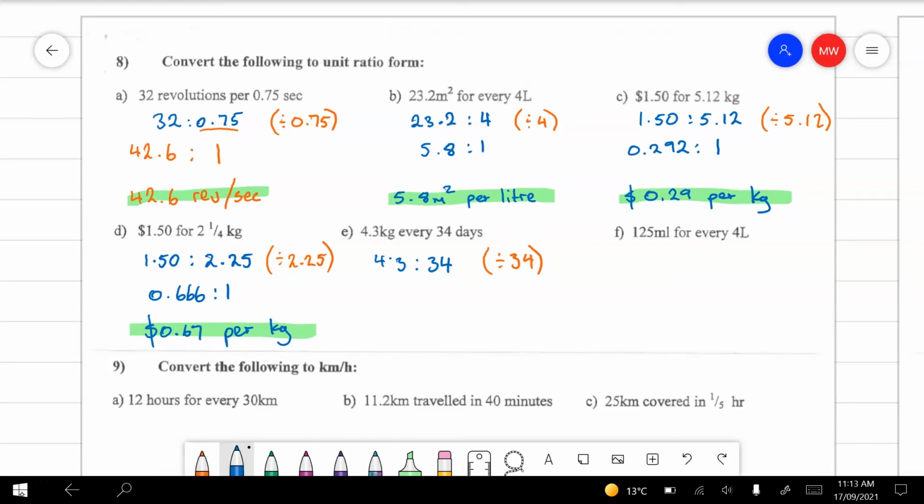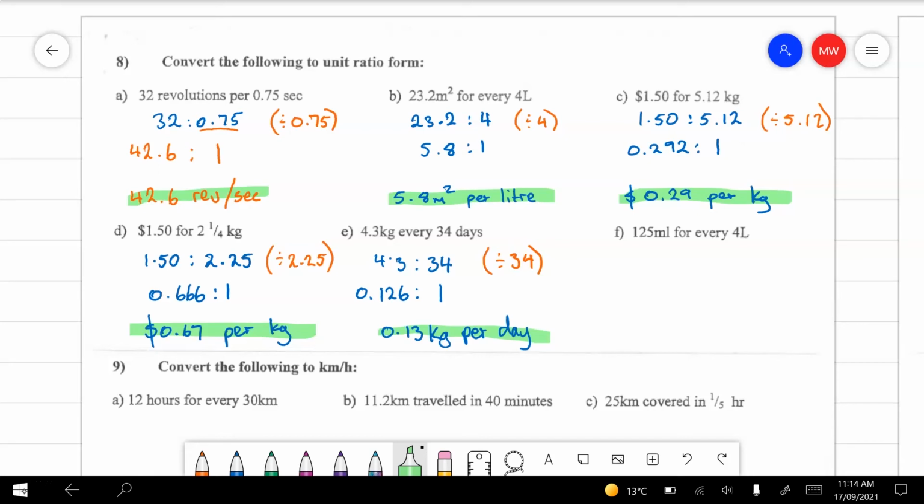So just remembering, all I'm doing here is I'm choosing the thing that I want to be a unit. So this one here, and I'm dividing the other number by that. So I've got 0.126 this time. So this one's 0.13 kilos, or 130 grams per day.